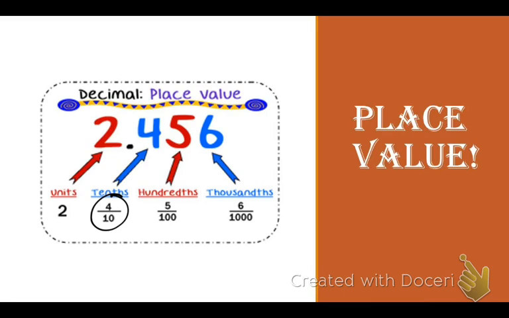Look at the 5. What place is that in? The hundredths, so I have 5 hundredths. The final one, 6, I have what? 6 thousandths. So for this next section that we're going to do, you have to make sure that you understand and you remember where the tenths, hundredths, and thousandths places are.